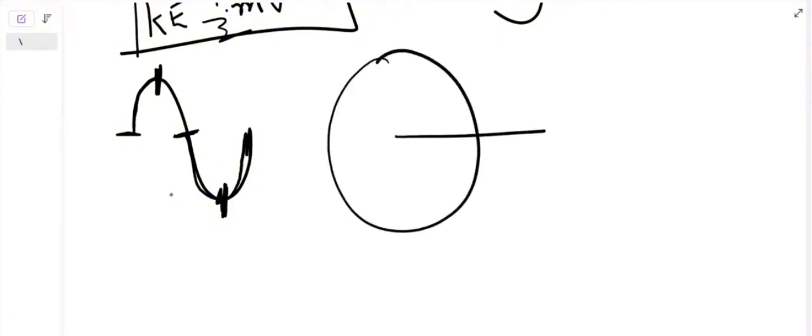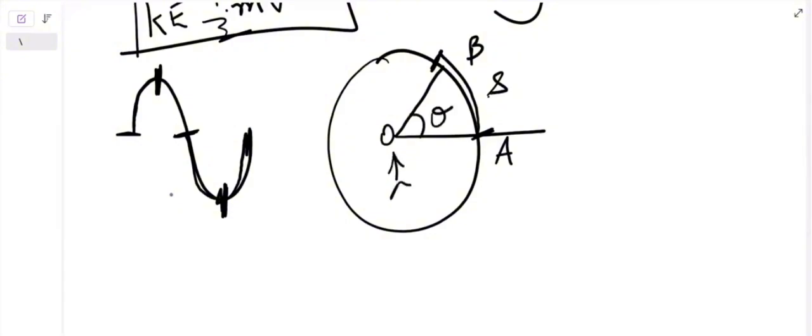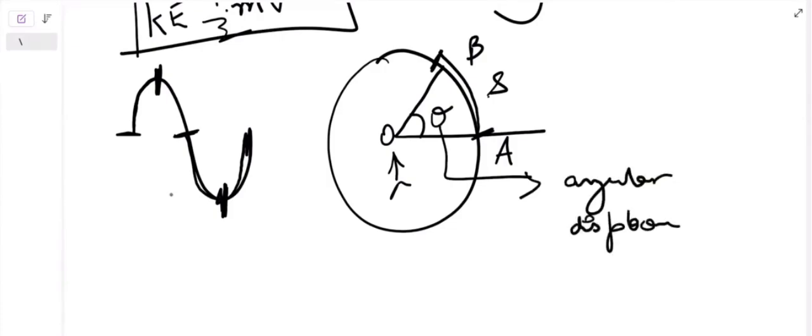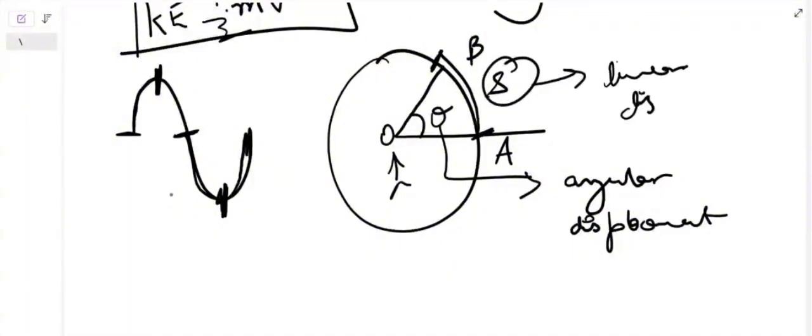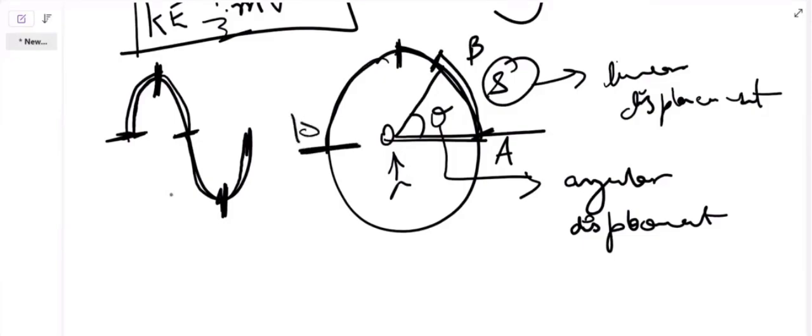If I am starting my motion from here, let's say position A, and I have reached this position, let's say B, I had covered S distance. When I observe it while standing at the center of the circle, I have covered theta distance. So theta is your angular displacement, whereas S is your linear displacement. Now this is 0, this is 90, and from 90 to 180, here again I am coming back. So here it is 180.